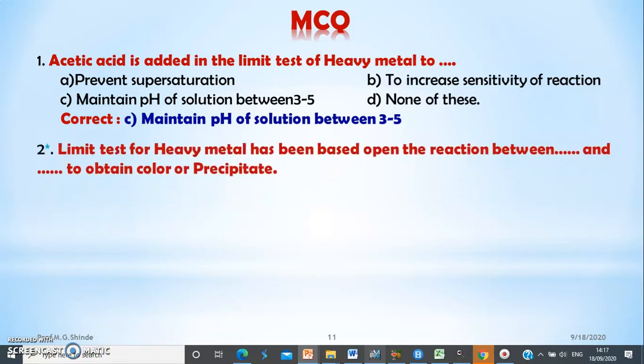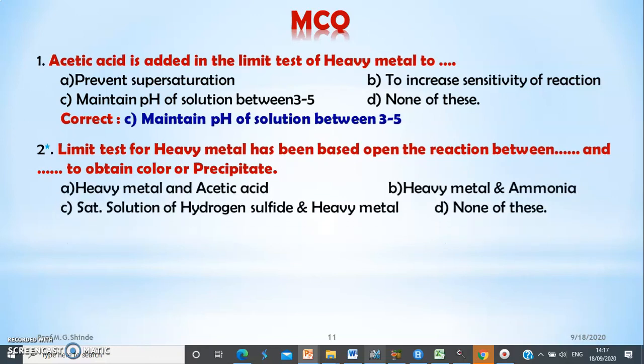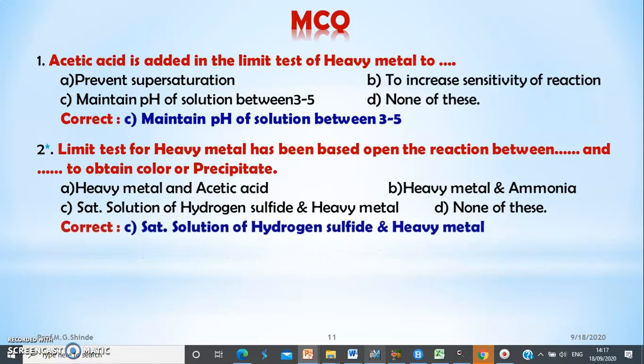Second MCQ: the limit test of heavy metal is based upon the reaction between which substances to obtain the color or precipitate? The options are: first, heavy metal and acetic acid; B, heavy metal and ammonia; C, saturated solution of hydrogen sulfide and heavy metal; and D, none of these. The correct option is saturated solution of hydrogen sulfide and heavy metal.